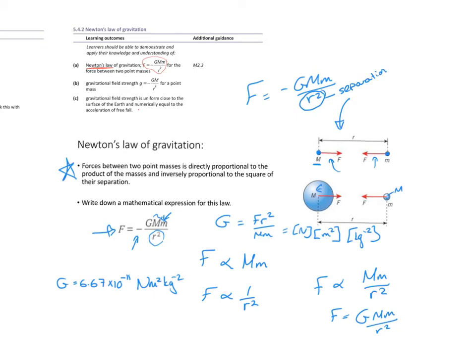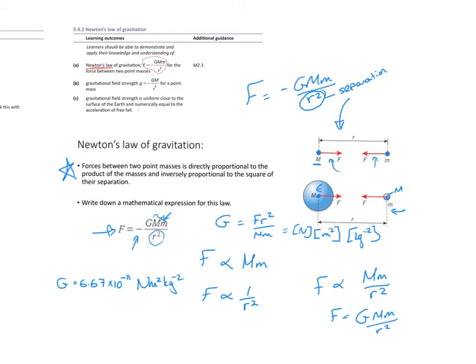And you can see from the diagram that it's from the centers of the objects. So if they're not point masses, in this case, they're point masses, but in this example here, they're not point masses. So we need to assume that they're point masses and consider that all the mass is concentrated in the center.